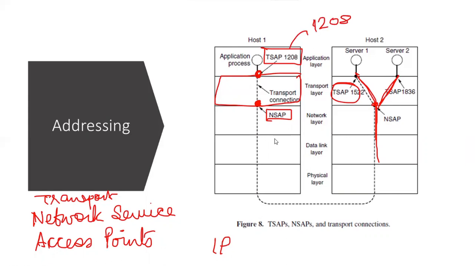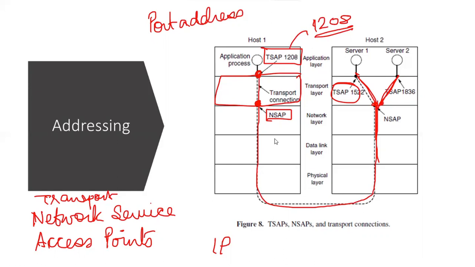So again, in real life, this TSAP is nothing but your port address, port numbers or port address. Here we have an application process which is running at TSAP 1208. It will send the data to the transport layer. The transport layer will send it via the network access point through all the different layers, and then it will reach the host. It will go to NSAP for host 2.